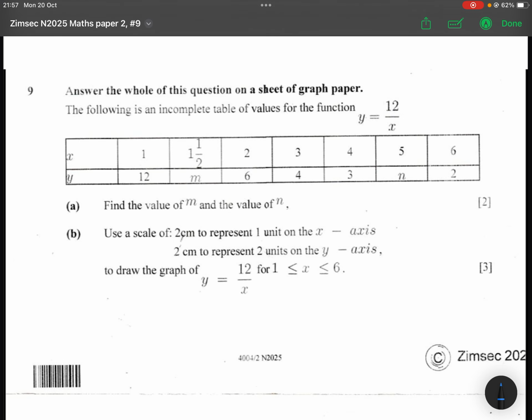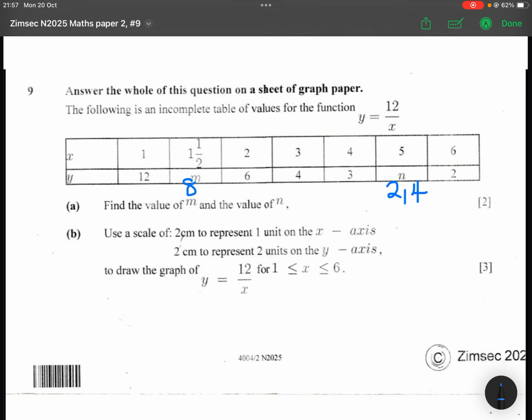So let me write here. On m, we managed to find our m as 8. And then we managed to find n as 2.4. And then after that, use a scale of 2 centimeters to represent 1 unit on the x-axis, and then 2 centimeters to represent 2 units on the y-axis.